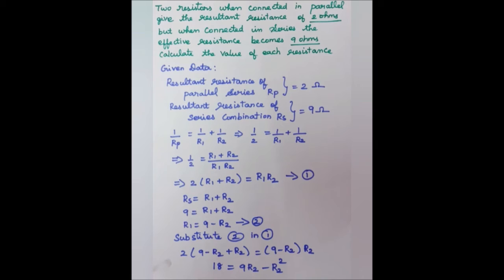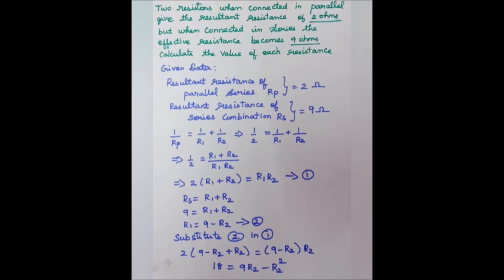Next, two resistors connected in series combination. Therefore, Rs equals R1 plus R2. This gives 9 ohms. Therefore, R1 plus R2 equals 9. If you rearrange this, we can get R1 equals 9 minus R2. Let us consider this as equation 2. Now substitute the value of R1 obtained in equation 2 into equation number 1.